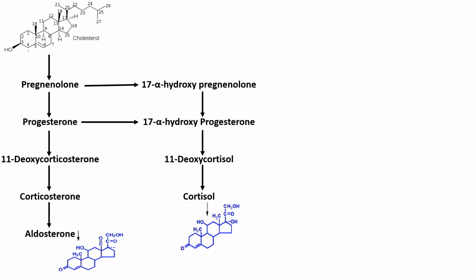Pregnenolone can be converted into 17 alpha hydroxypregnenolone. 17 alpha hydroxypregnenolone is converted into 17 alpha hydroxyprogesterone, and progesterone can also be converted into 17 alpha hydroxyprogesterone. So we can get this hormone either from this side or from this side, and then it will be converted to 11-deoxycortisol and lastly cortisol.